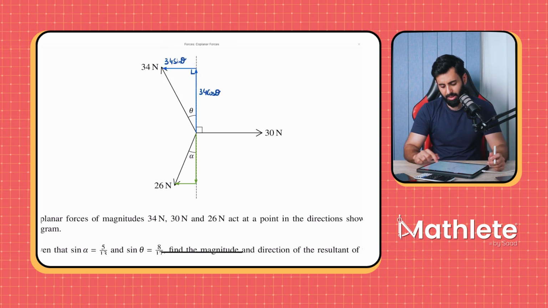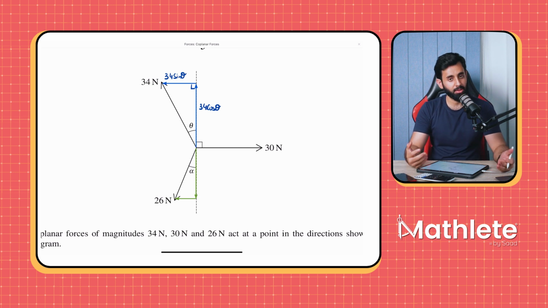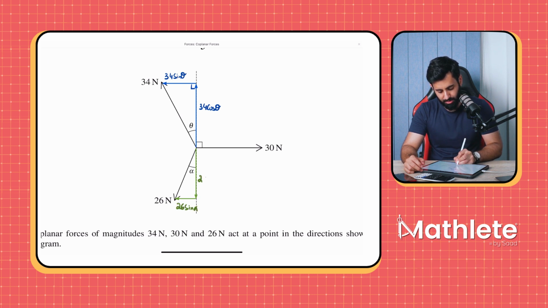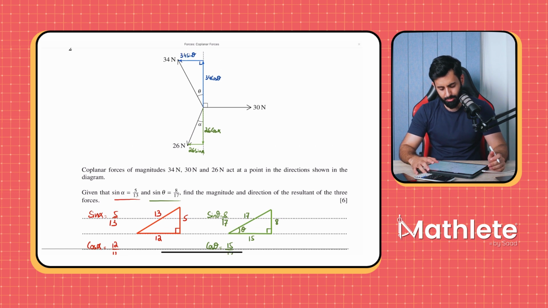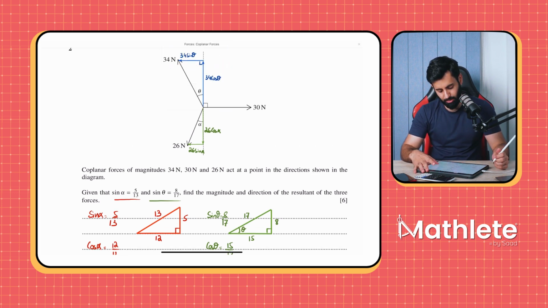So just be systematic with your working, and whatever it is that you do on the diagram, make sure you do it using a pencil so that if you mess it up, you can always erase it and do it again. Okay, so this is going to be 26 sine alpha, and because this is the adjacent side, this is going to be 26 cos alpha. Okay, now that we have broken down everything, we're going to head towards solving this, okay?